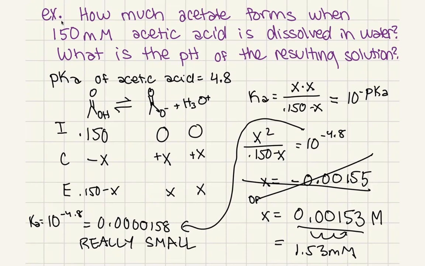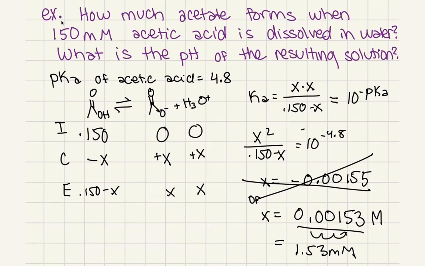We still have the extra question of what is the pH of the resulting solution? And in order to solve the pH problem, we need to know the proton concentration. Thankfully, we have that as well. Our proton concentration, our hydronium concentration, is going to be equal to X. So we can use this to calculate the pH. I don't want to erase that because we're still going to need that X.